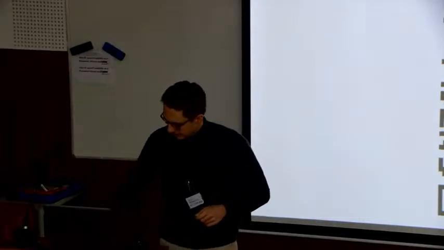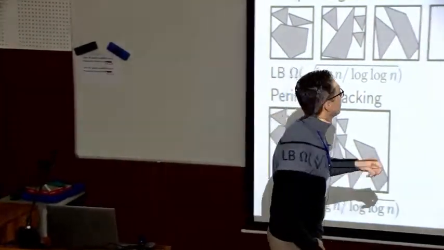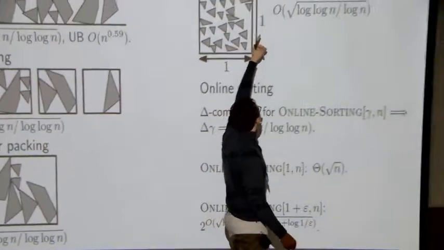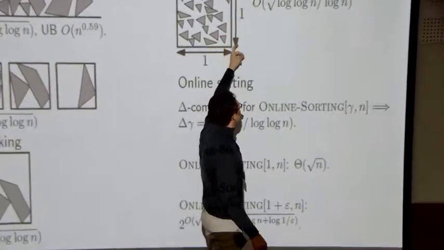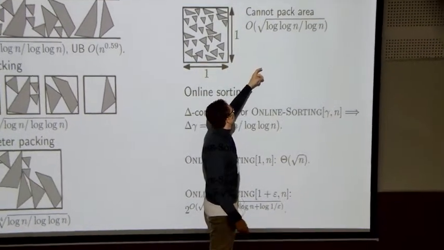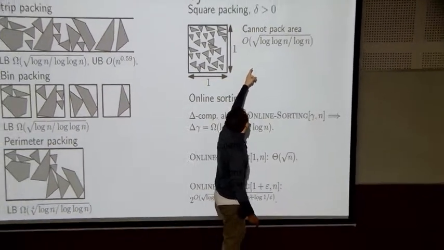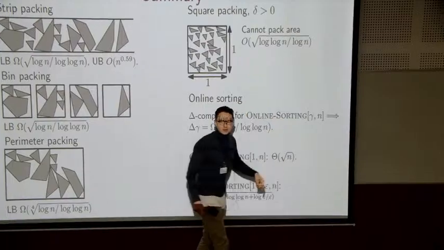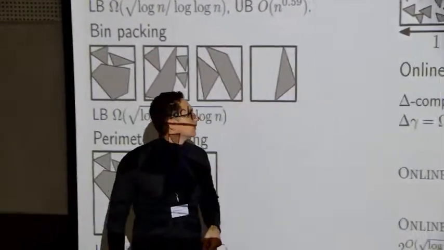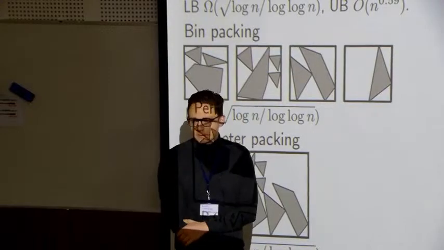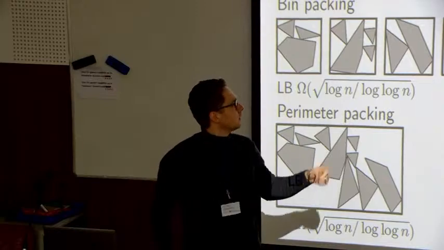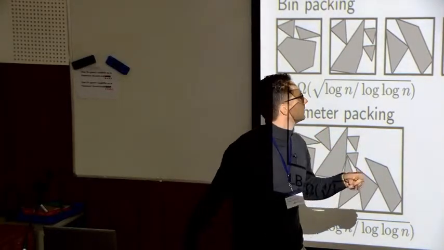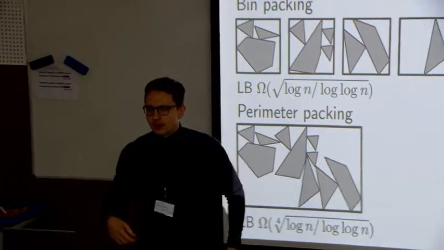So we get that in square packing, for a given delta, for any algorithm there is a stream of pieces of this area that you cannot pack. And I don't know how it would change if you have two different parameters. I cannot get my head around it.